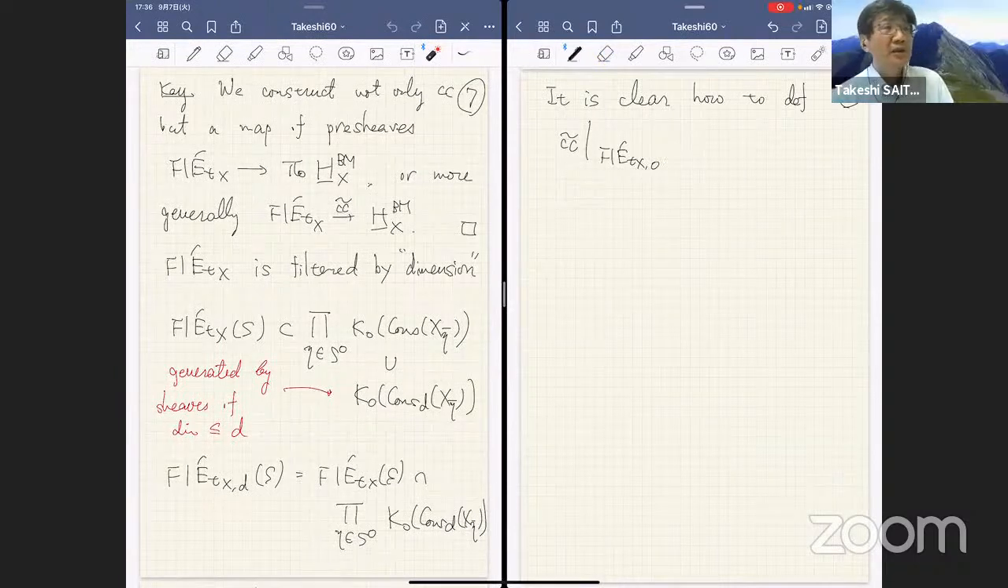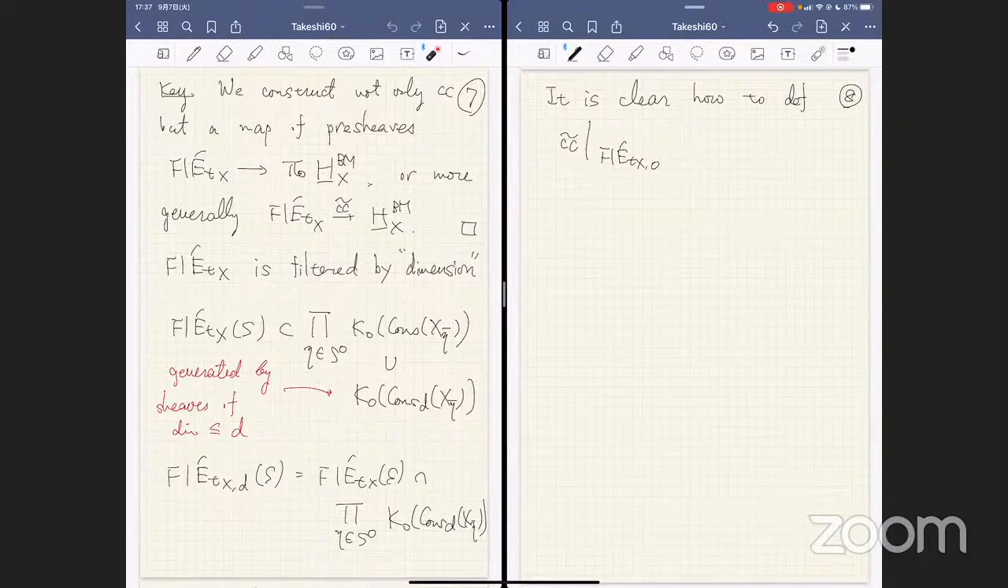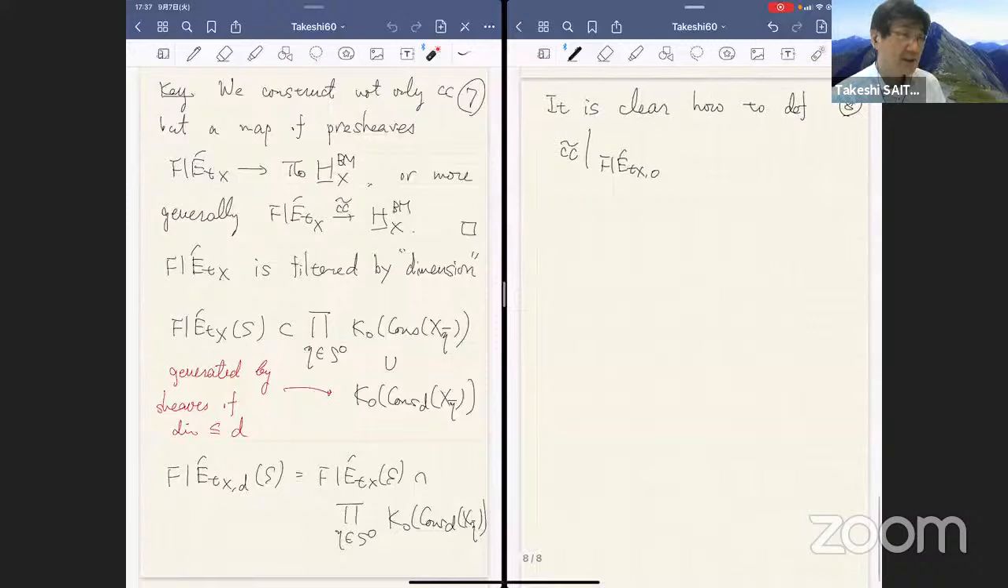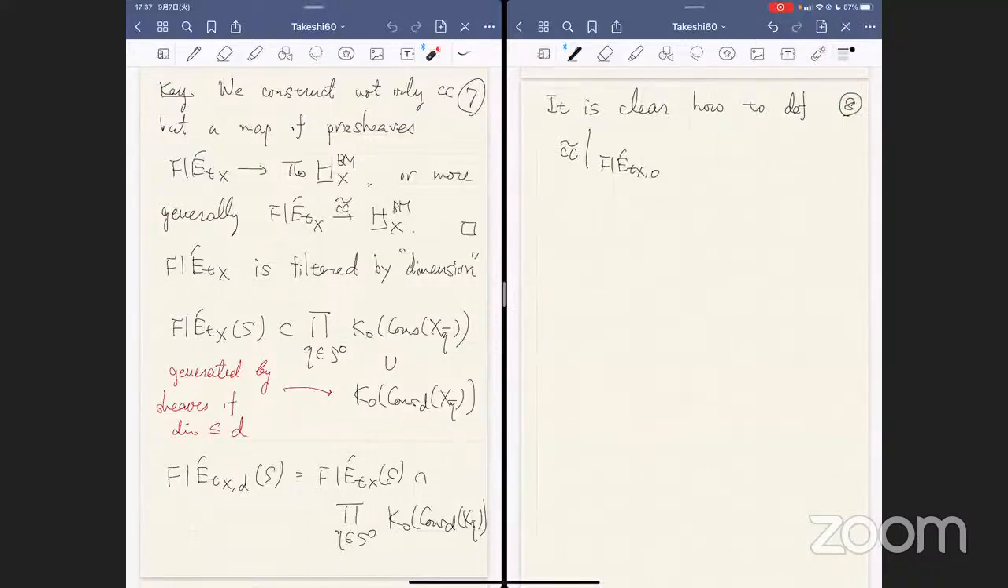Excuse me. So yes, the dimension condition is preserved by taking vanishing nearby cycle. Oh yeah, that's because of the goodness. Yeah, that's because of the very goodness. Yes, we have to check it, but it's not so hard to check.